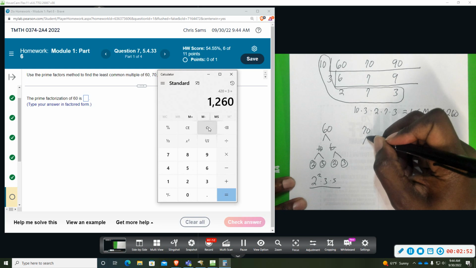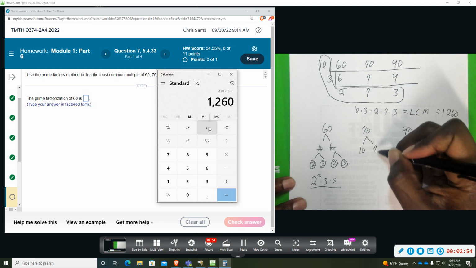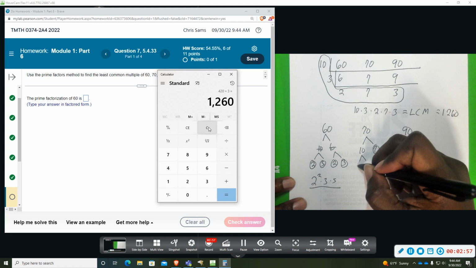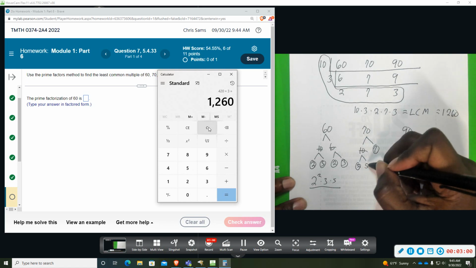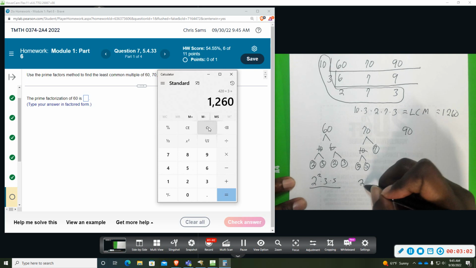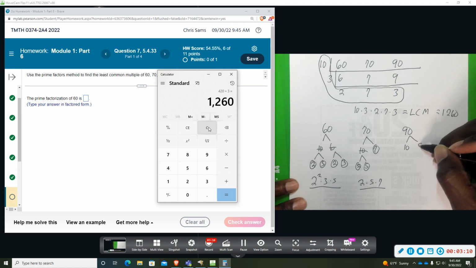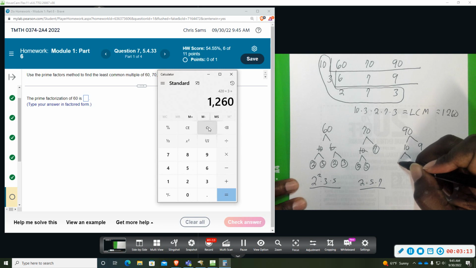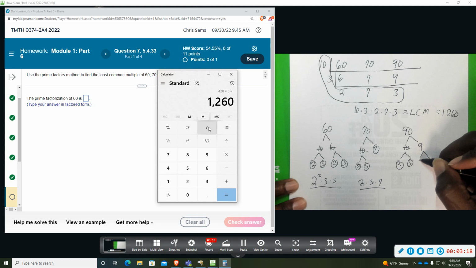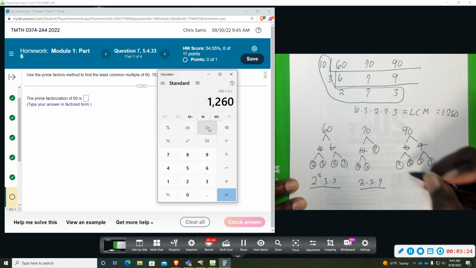All right, 70, I can do 10 and 7. 7 is prime. 10 I can break down to 2 and 5. All right, these are prime. So 2 times 5 times 7. And then 90, 10 and 9, and then 10, 2 times 5, both prime after that, and 9, 3 times 3. So now that they're all prime, I have 2 times 5 times 3 squared.